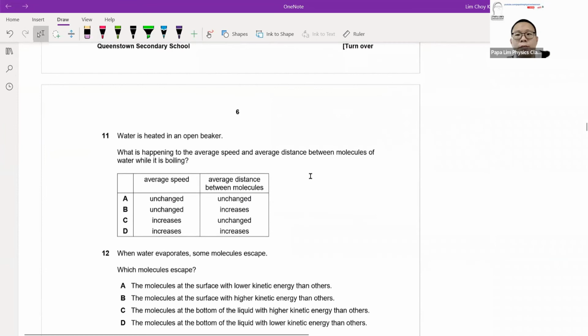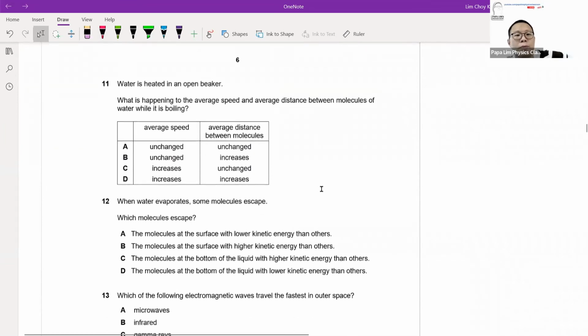Now we look at question 11. What happened to an open beaker? Here we look at an open beaker. This is where the boiling takes place. When boiling takes place, it means there is a change in state. Now, when there's a change in state, if you look at the thermal property of the liquid, it's boiling, which means there's a change in state currently.